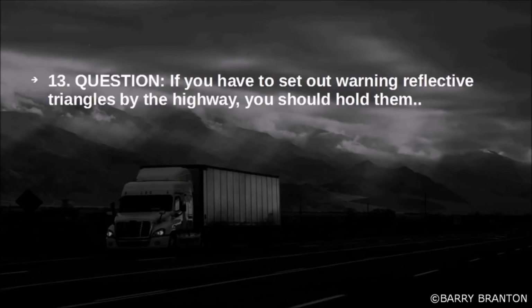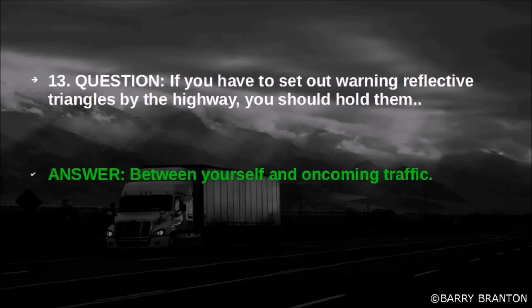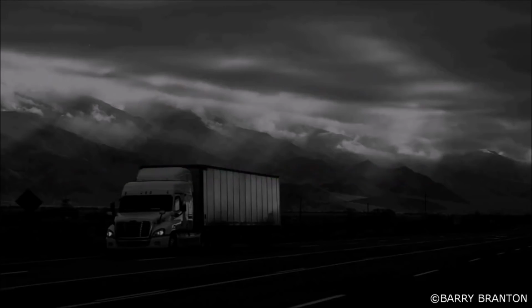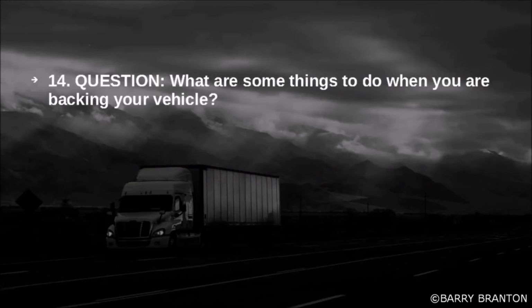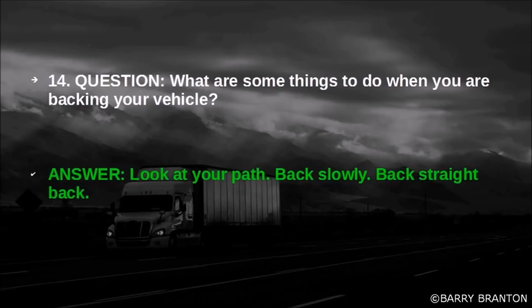If you have to set out warning reflective triangles by the highway, you should hold them between yourself and oncoming traffic. What are some things to do when you are backing your vehicle? Look at your path, back slowly, back straight back.